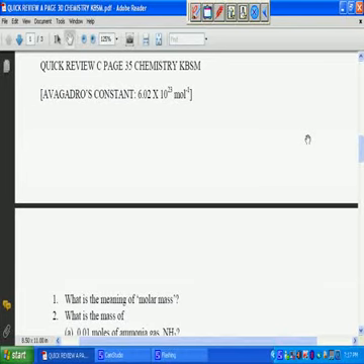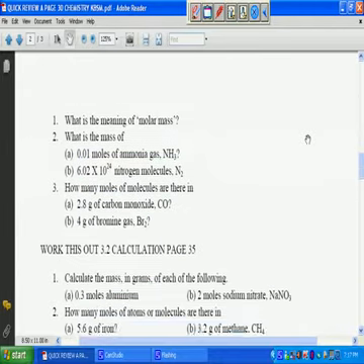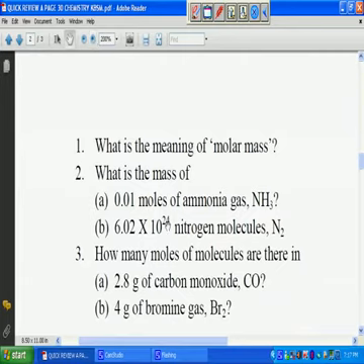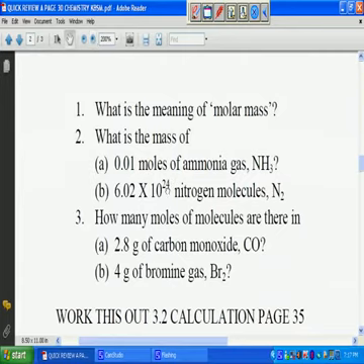Now we want to move on with more questions. This is a quick review. See page 35, chemistry KBSM textbook. Alright, so given Avogadro's constant 6.02 times 10 power 23 per mole, now the question is, what is the meaning of molar mass? Alright, so let's zoom in and find out more. What is the meaning of molar mass?